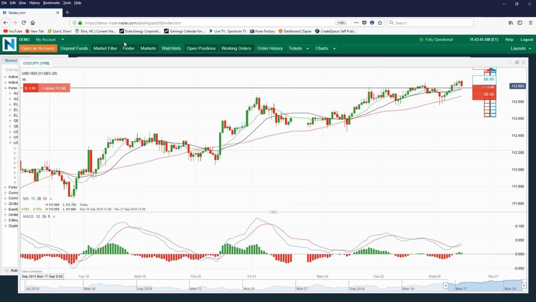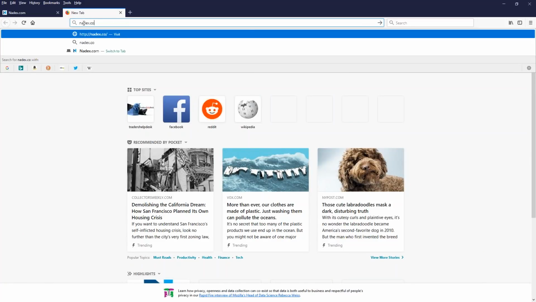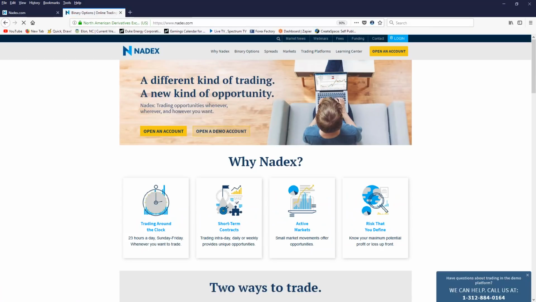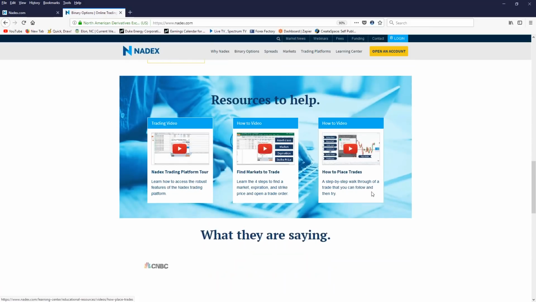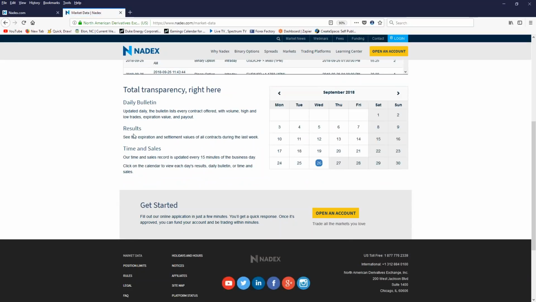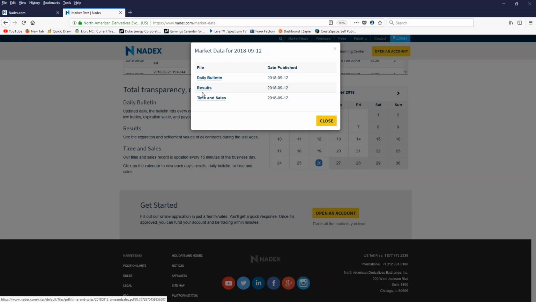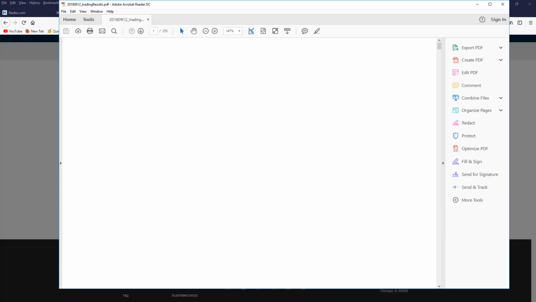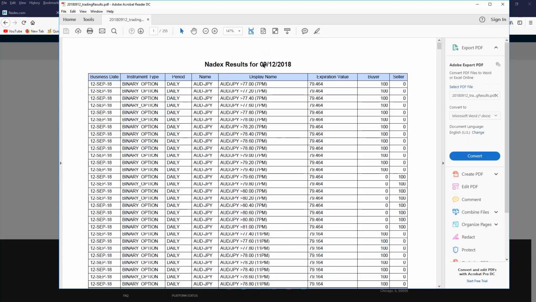If you go to nadex.com, and this is important when you're backtesting data, and this is live data, live accounts. If you come down here to market data, and I actually do love these. You can go to the results, and let's say we want to check on September 12th. We're going to get the results. Now this actually will list the binary options for 9/12/18. You actually can see the strike price, the expiration, and which side was profitable. It also gives you the expiration value. This is what you use when you're backtesting these.